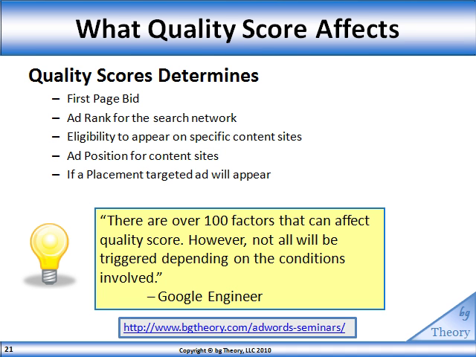The afternoon session starts with quality score. Quality score is one of the most important numbers you can understand in Google because it really affects your visibility. Things like your first page bid, where your ad shows up on the search network. Will it show up on the content network? If placement targeted ads will appear. So we'll look through a lot of these factors and give you not just ways of understanding what makes up a quality score, but ways of optimizing it.